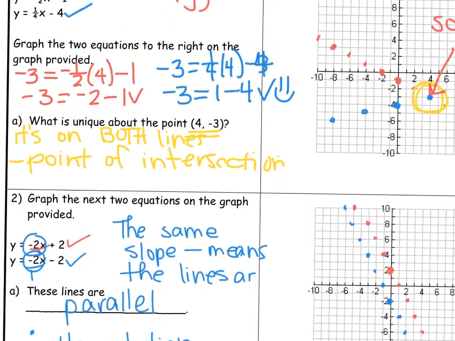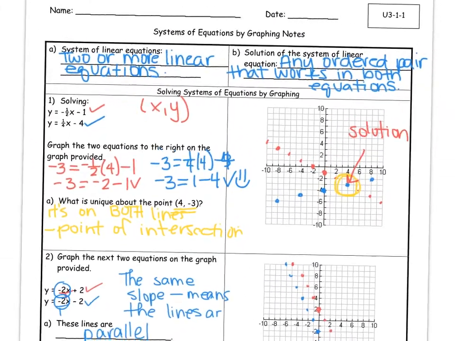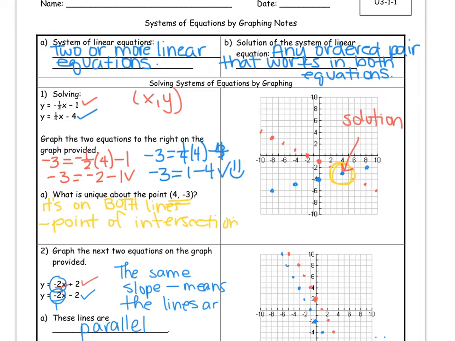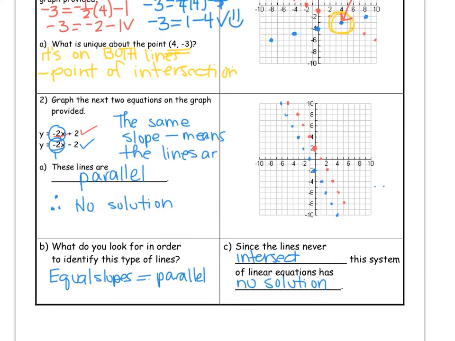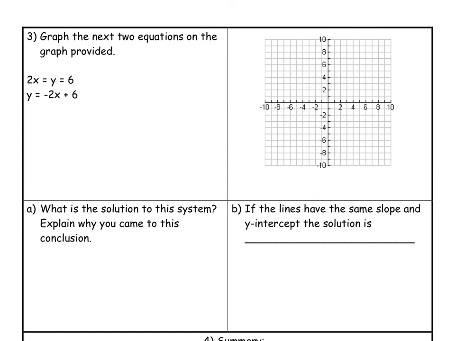So let's go back up here and look at question number 1. Question number 1 had one solution because they intersected at one point. Question number 2 had no solution because they were parallel lines and they never intersected. So let's take a look at one more type of graph. We have a system where they intersect at one point, and a system where they never intersect, which means they're parallel. Now we're going to take a look at this set of equations.